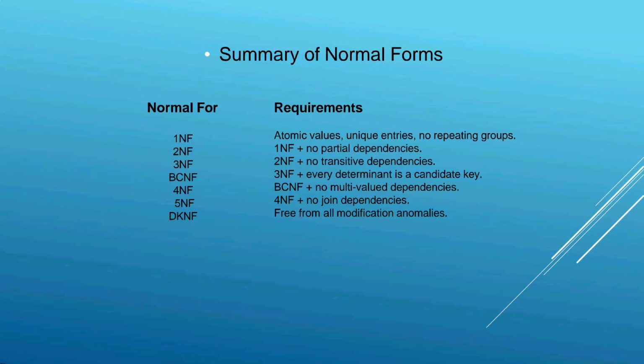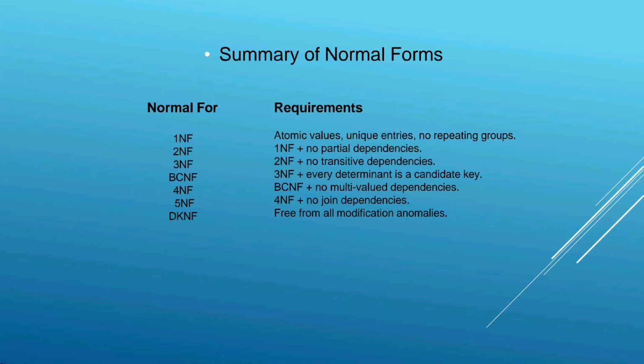5NF, fifth normal form. 5NF eliminates join dependencies. It ensures that if we break a table into smaller ones and then rejoin them, we don't accidentally create wrong or duplicate data. It is useful in very complex data structures involving multiple relationships.